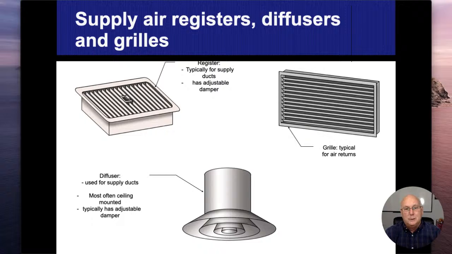Typically, we're going to find those in ceilings. We really don't find them in floors and walls. But up in the attic spots, you're going to find diffusers. Registers have dampers. Grills do not. Diffusers are going to be typically in the ceiling. Registers are typically going to be on supplies. Grills are going to be typically on returns. And diffusers are going to be typically on supplies.